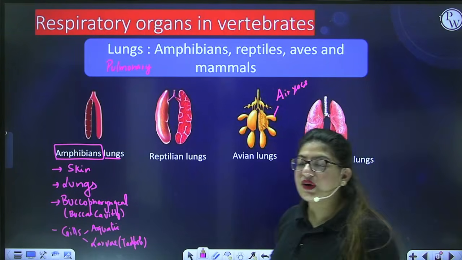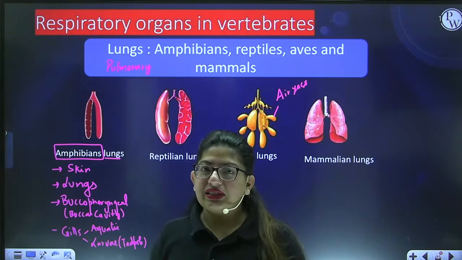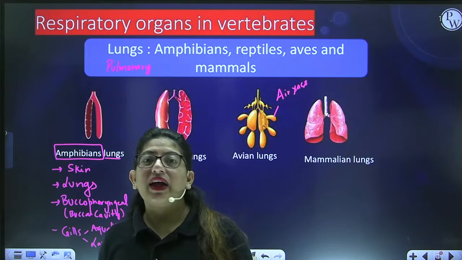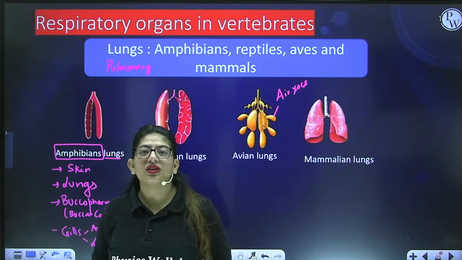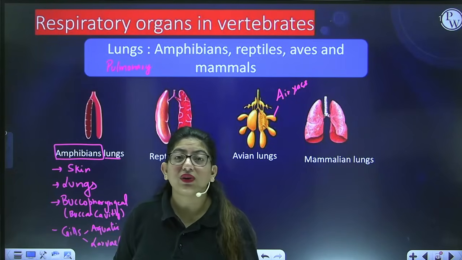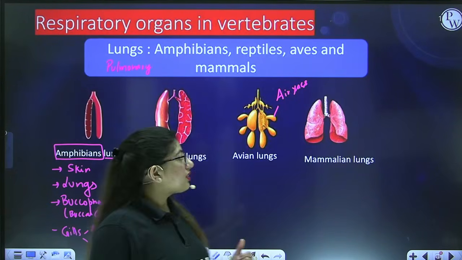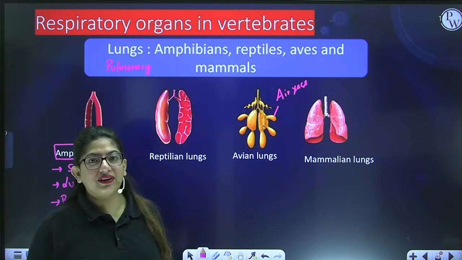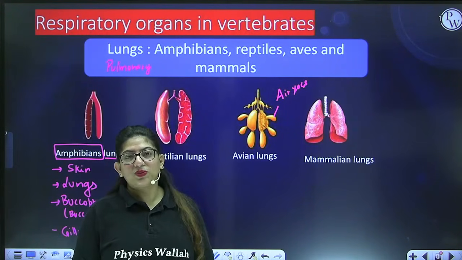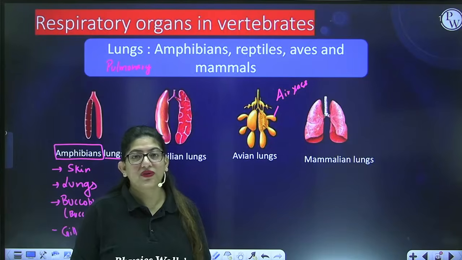Two benefits. One, they will get lighter and can easily fly. Second, in flying they need more energy. For more energy, we need more respiration, because only when we break down the glucose will we get the energy. That's why these air sacs are present in the avian lungs, and then we have mammalian lungs. So these are the various types of respiratory organs in the different types of animals.